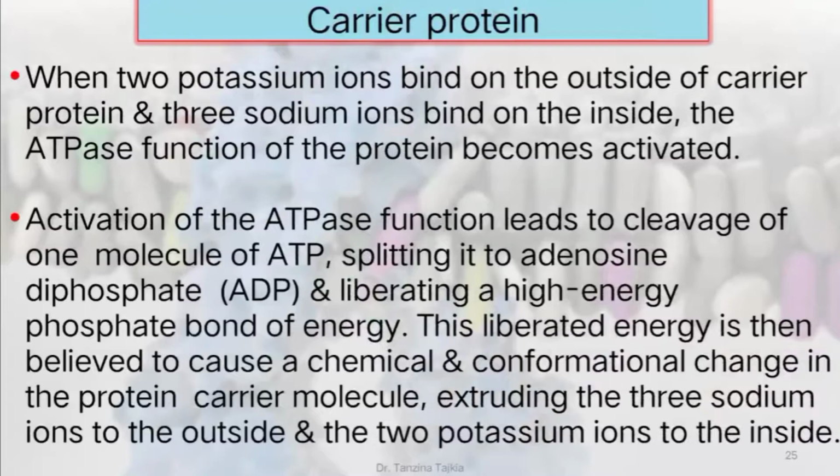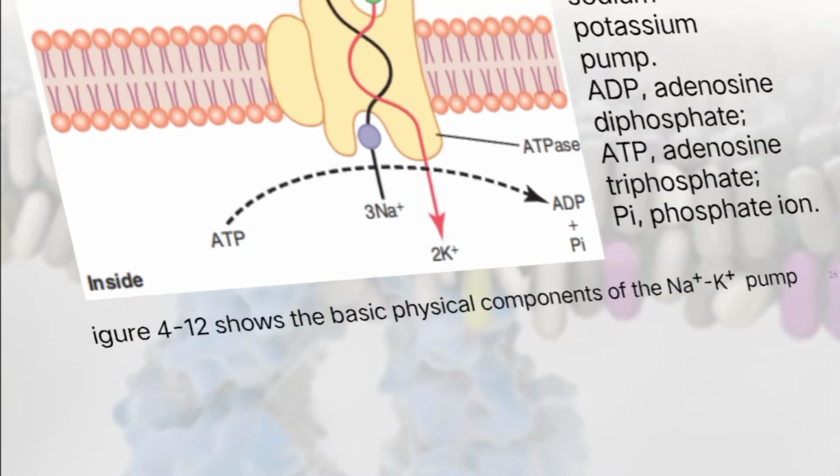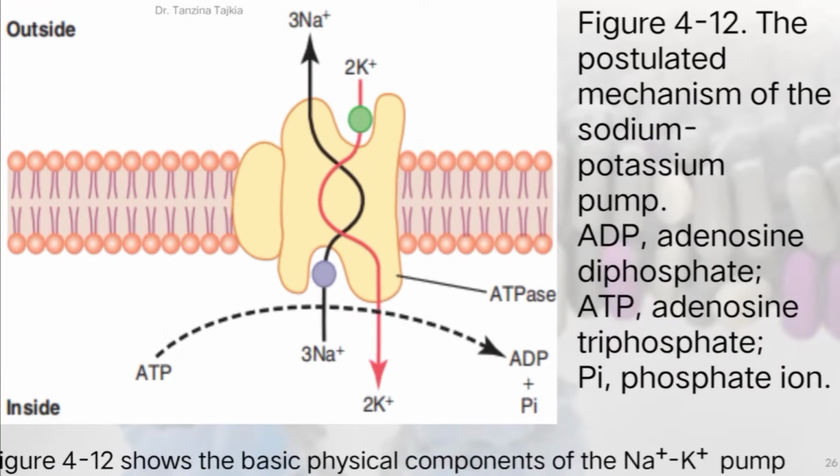Activation of ATPase function leads to cleavage of one molecule of ATP, splitting it to adenosine diphosphate and liberating a high energy phosphate bond of energy. This liberated energy is then believed to cause chemical and conformational changes in this protein carrier molecule, extruding 3 sodium ions to the outside and 2 potassium ions to the inside. This is the figure which postulated the mechanism of the sodium potassium pump.